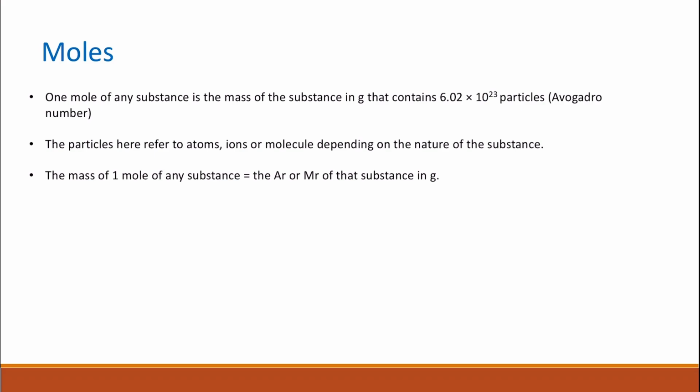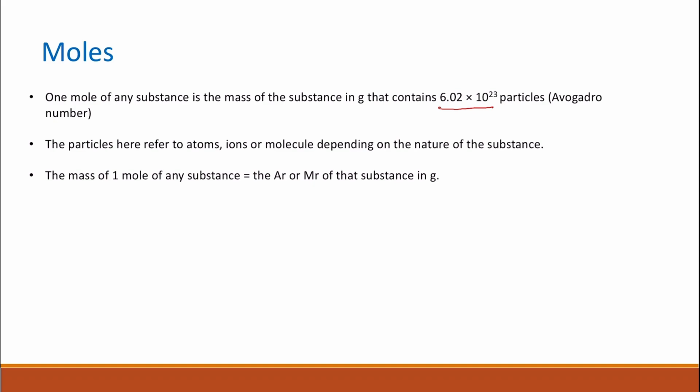1 mole of any substance is the mass in grams of that substance that contains a certain number of molecules. This certain number of molecules, or particles, of the substance is what we call the Avogadro number. Avogadro number is 6.02 times 10 to the power 23.